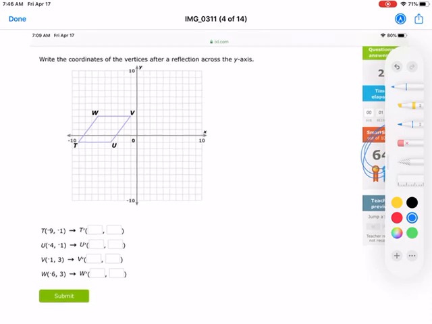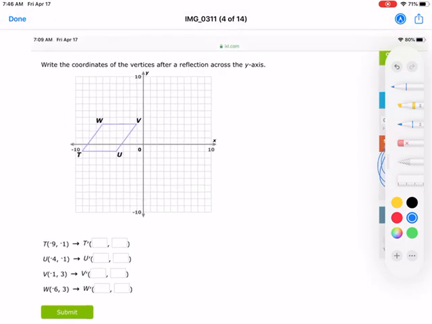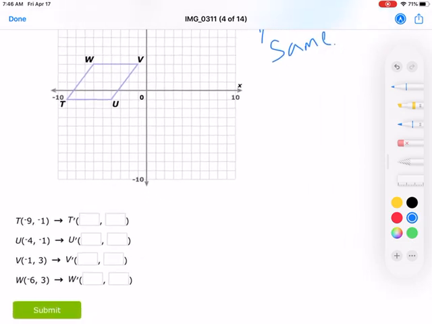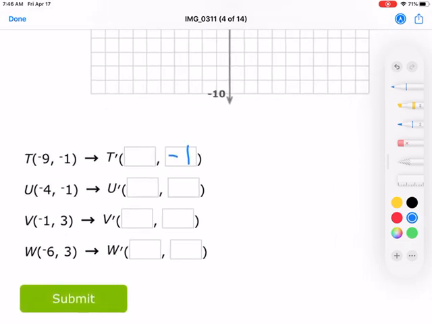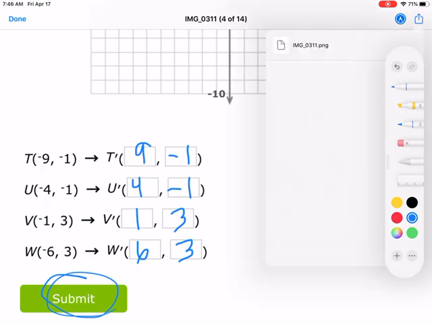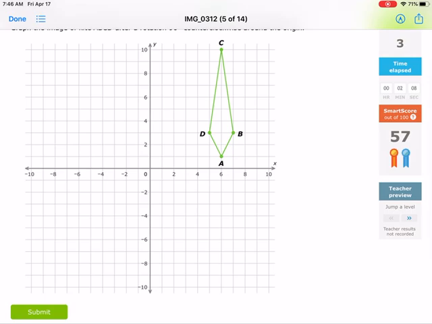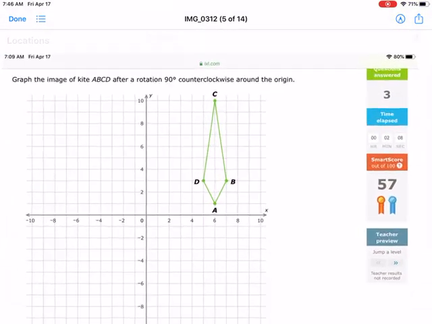It says write the coordinates across the y-axis. Well, whenever you rotate or flip across the y-axis, the y values stay the same. Y-axis, y values are the same. The only thing that changes are the x values. It's just the sign. So the y values stay the same, so I'm just going to go ahead and do that. 3 and 3. And then the x values just change the sign. So positive 9, positive 4, positive 1, positive 6. Hit submit, and you're done. Oh no. Ugh. Go. Okay. Boom. Smart score of 47. So again, we're kind of regressing a little bit here.